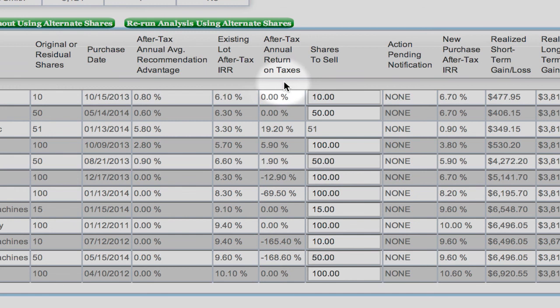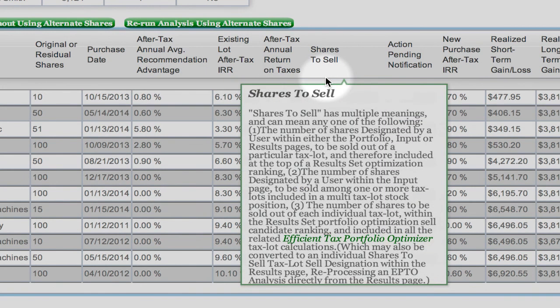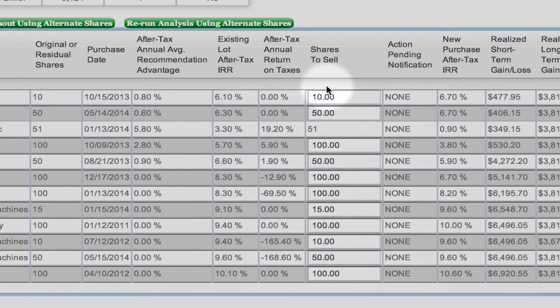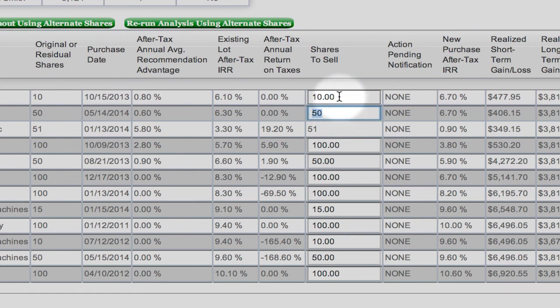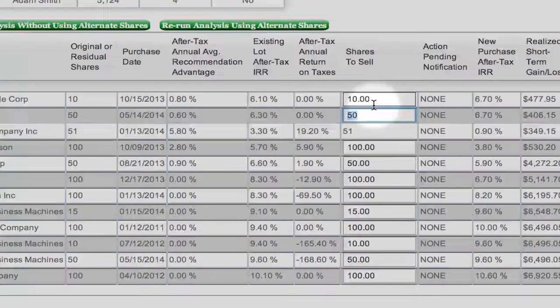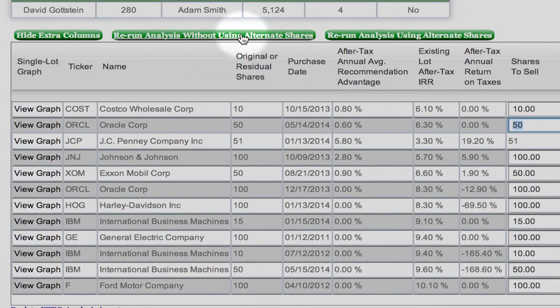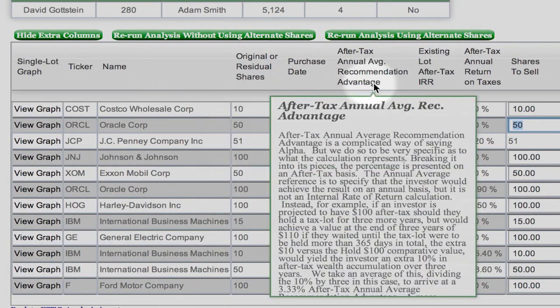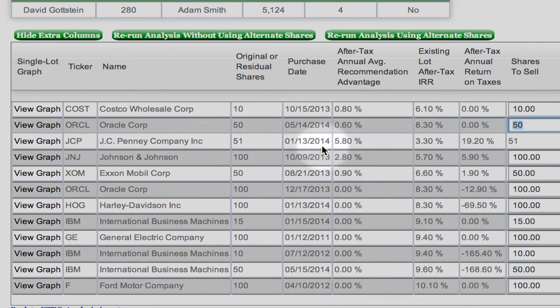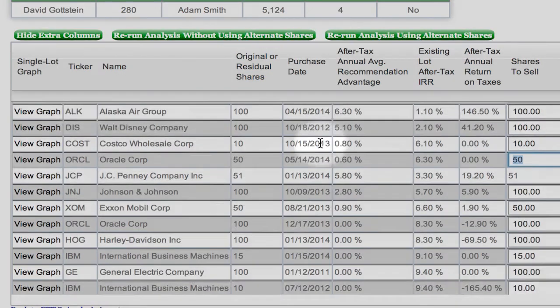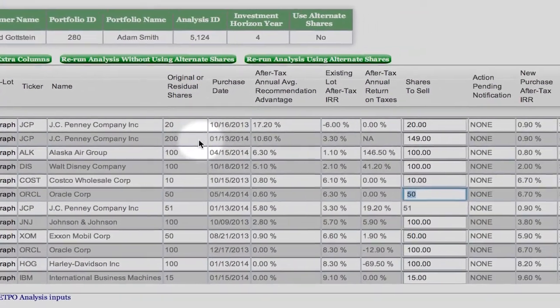Then we have the most important output value, the shares to sell number, depicting the number of shares recommended or designated to sell as a result of all the inputs. This value can be converted to a designated tax lot sale, or if already designated, may be modified and an ETPO analysis rerun right from the results page. Only the first time a tax lot is included in the ranking process do we allow the output cell to be a tax lot sale designation input cell. Subsequent sales out of the same tax lot will be read-only outputs.